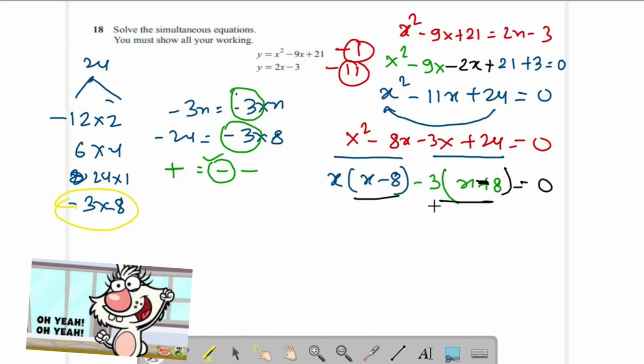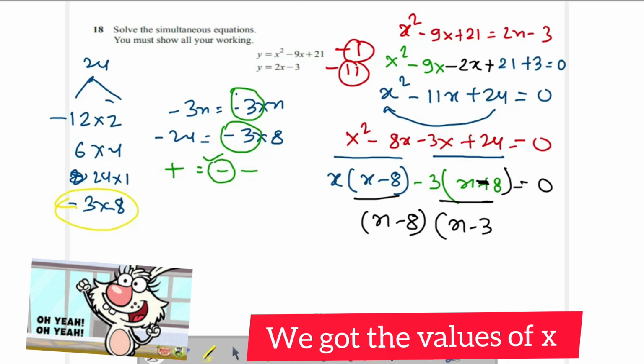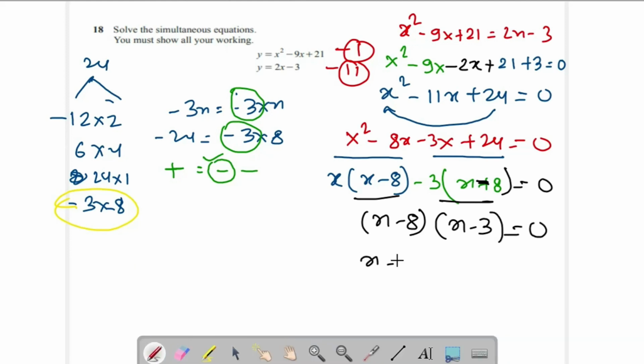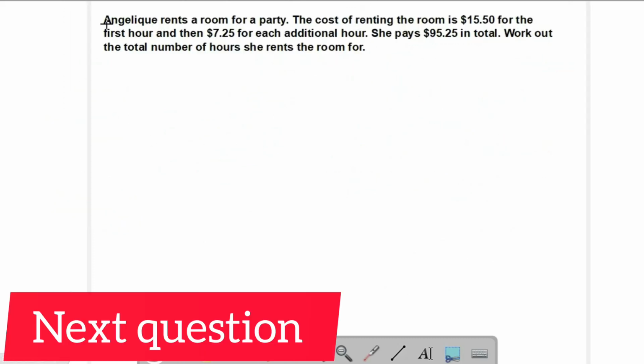So now x minus 8 is common. X minus 8 into x minus 3 is equals to 0. X is equals to 8 or x is equals to 3. Put the respective values in the y. So 2 into 8 minus 3 is going to be 13, so y is 13. Another is 3: 3 into 2 is 6, 6 minus 3 is 3. So y is equals to 3. So this is how we solve the quadratic equation.